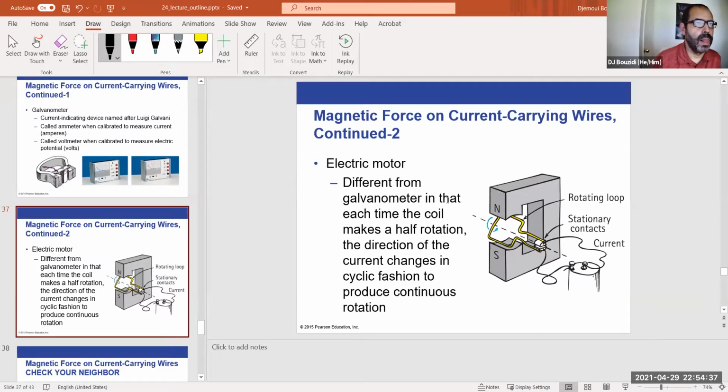This is the motor I was demoing earlier. And this is the brush that I was talking about earlier. It's in here, okay? This is the brush I was talking about in here.